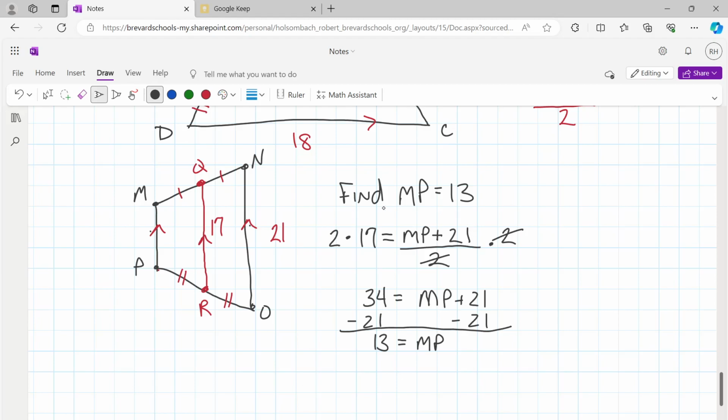So that's how you can use the formula for the length of the midsegment to find one of the other bases. Okay? So any questions on midsegments or finding the length of a midsegment or a base?